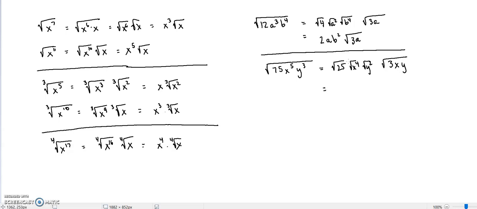All right, so now we can simplify. So the square root of 25 is 5. The square root of x to the 4th is x squared. The square root of y squared is y. And our leftover is the square root of 3xy.